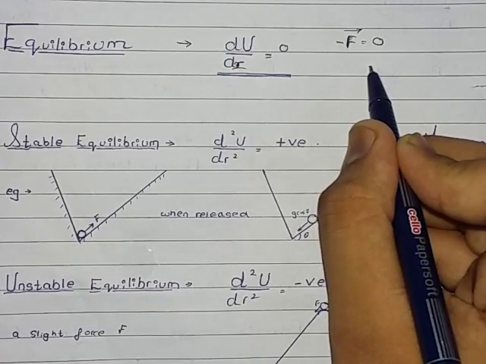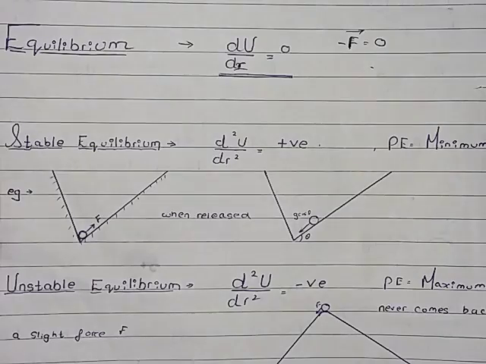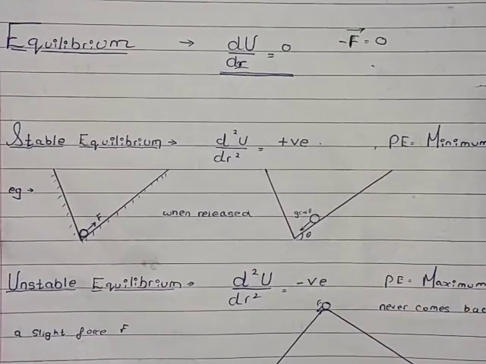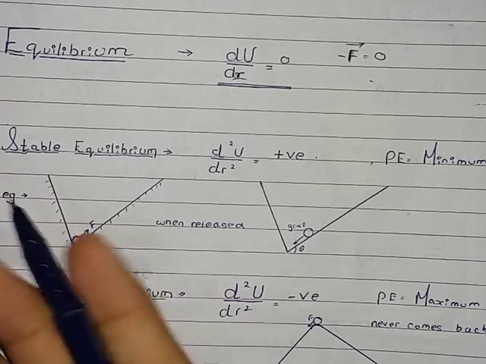That means summation of each and every force equals 0. So basically there are three types of equilibrium. First is stable equilibrium. Now let me give you an example. Yeah, here is an example.